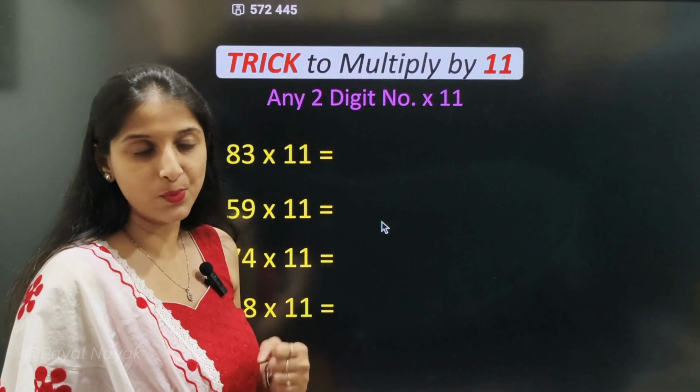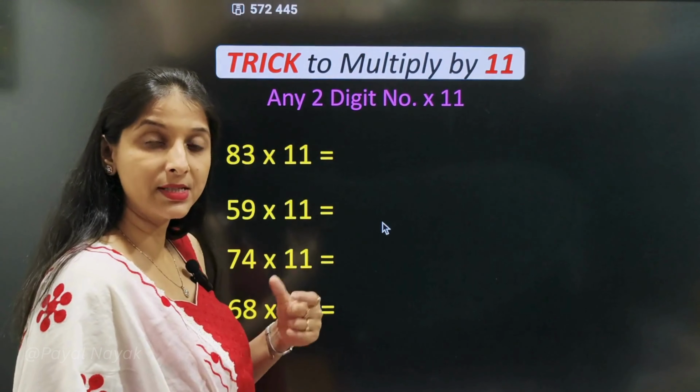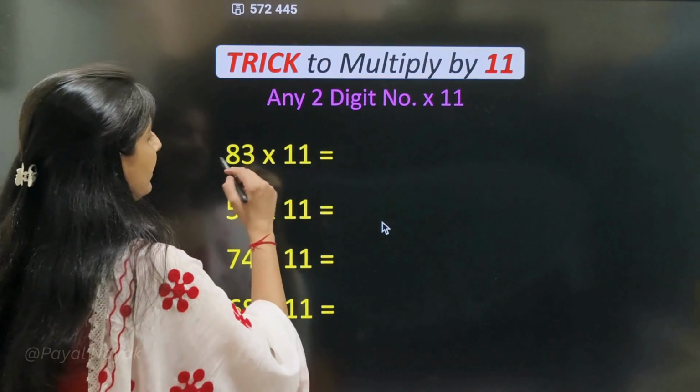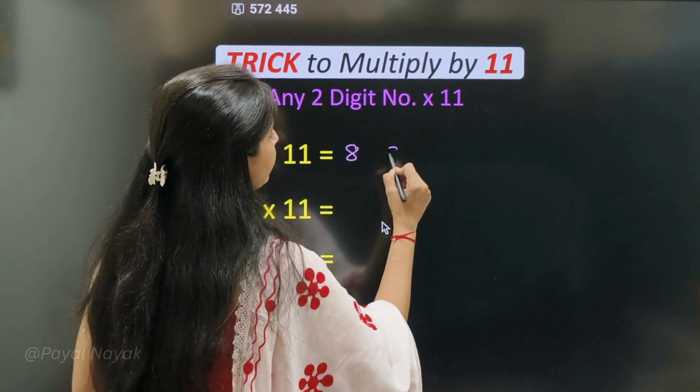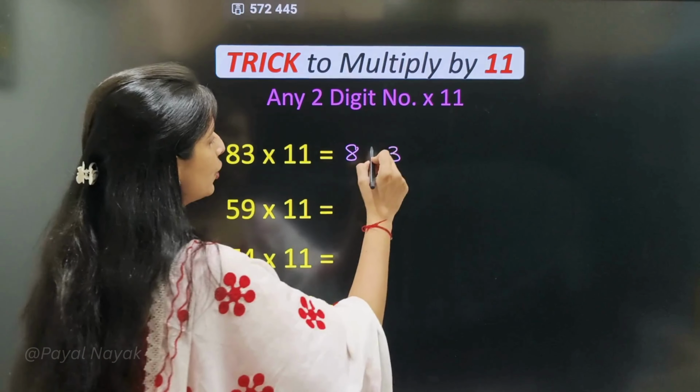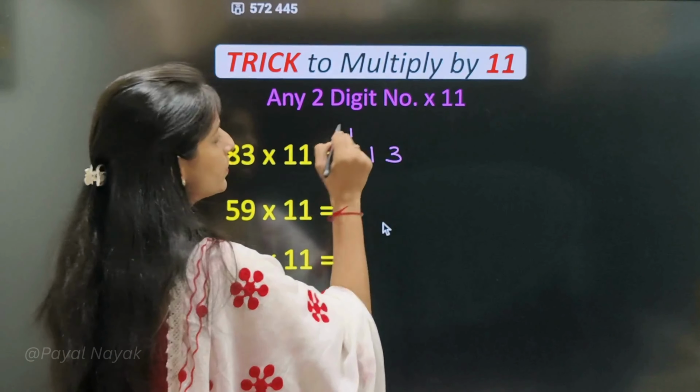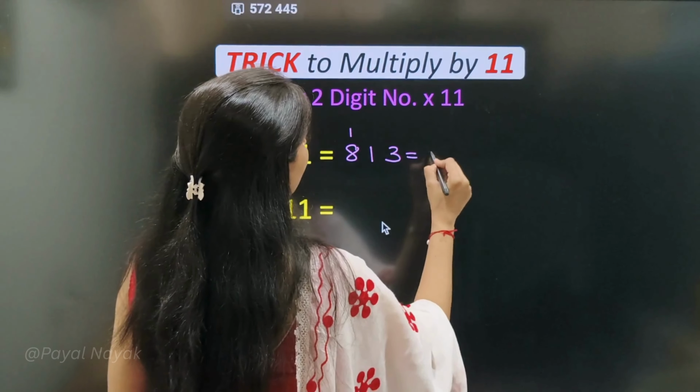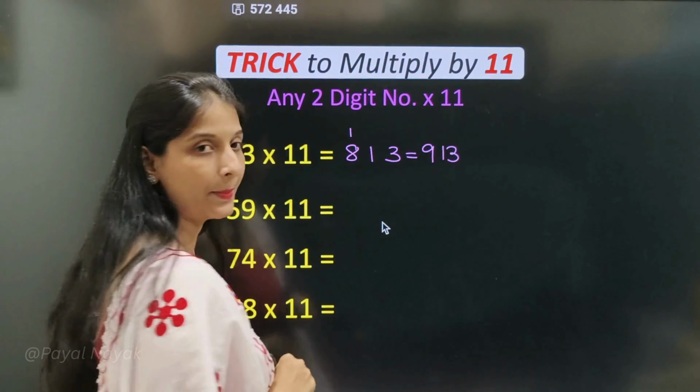Let's see a few more examples where the addition of these two digits gives you a double digit. So 8, 3, I'll be writing down as it is. Now 8 plus 3 is 11. So how will you write this? Write down this one and carry forward this one. So the final answer is 9, 1, 3.